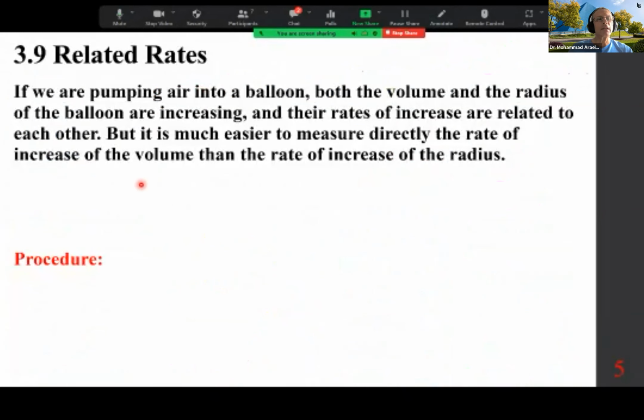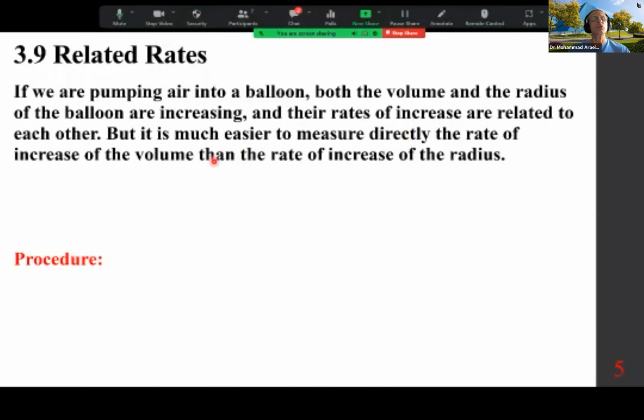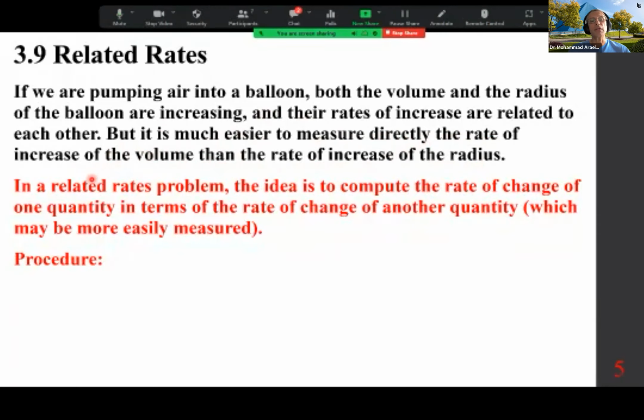So what is related rates? Here's a simple example to get the concept going for us. If we are pumping air into a balloon, both the volume and the radius of the balloon are increasing and the rates of increase are related to each other. But it is much easier to measure directly the rate of increase of the volume than the rate of increase of the radius. In a related rates problem, the idea is to compute the rate of change of one quantity in terms of the rate of change of another quantity, which may be more easily measured.